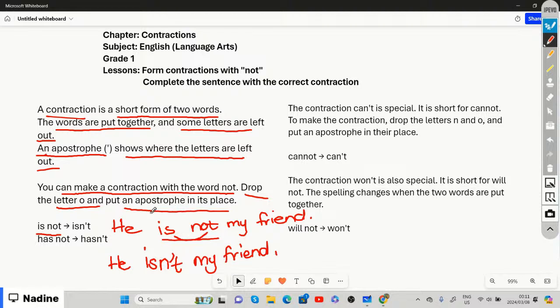And contractions with the word not are one of the contractions that we call negative contractions. Negative contractions is what we're going to find out about soon, negative as well as positive contractions. But we say he is not my friend. And if we rewrite that sentence with the contraction, we say he isn't my friend. We dropped the O and we put the apostrophe in its place.